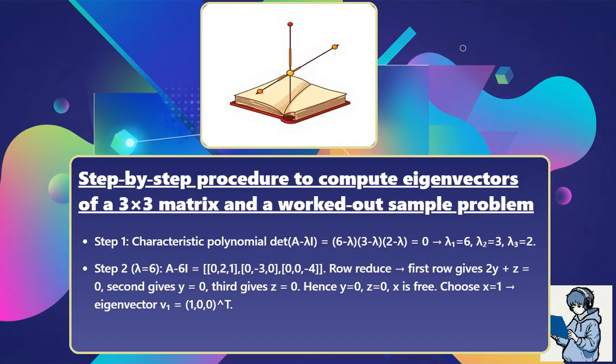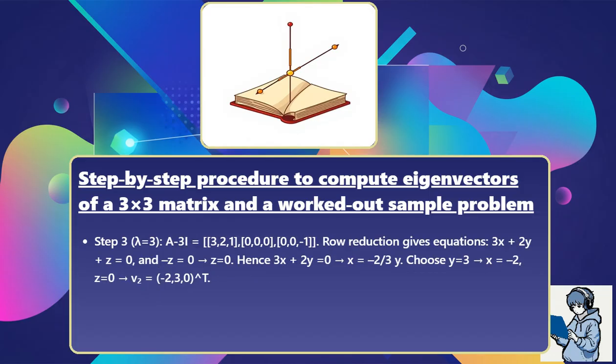Step 2: lambda equals 6. A minus 6I equals matrix with rows 0, 2, 1, 0, negative 3, 0, 0, 0, negative 4. Row reduce leads to first row gives 2y plus z equals 0, second gives y equals 0, third gives z equals 0. Hence y equals 0, z equals 0, x is free. Choose x equals 1, giving eigenvector v sub 1 equals (1, 0, 0) transpose.